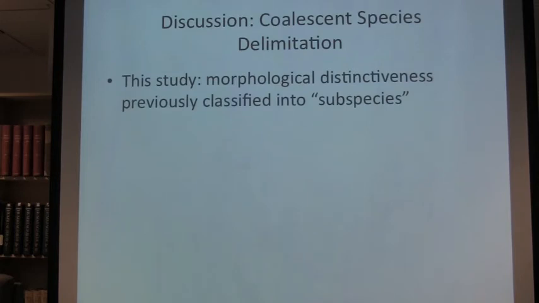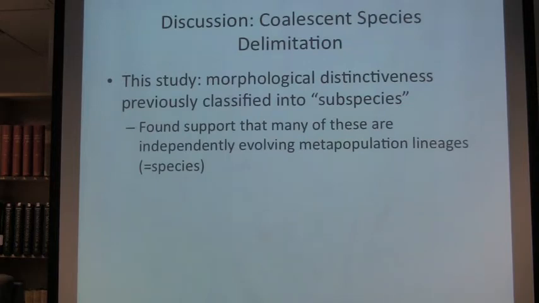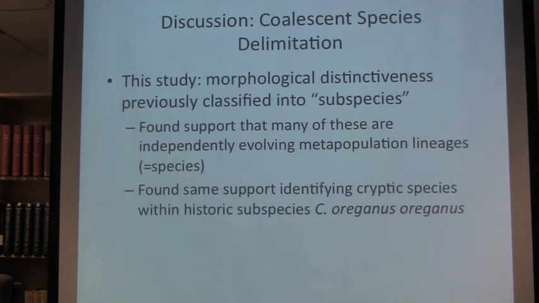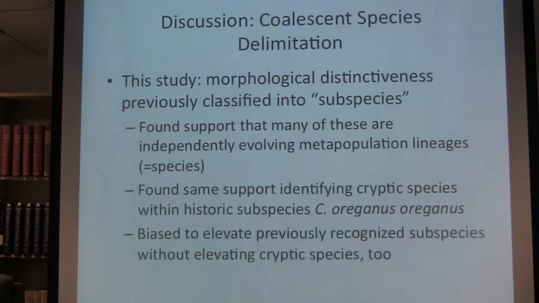In this study, morphological distinctiveness has been previously associated with subspecies within the Crotalus viridis complex. I found support that many of these subspecies are independently evolving metapopulation lineages or species here, and I found just as much support for identifying cryptic species within this species complex, here splitting historic subspecies Crotalus origanus origanus into two putative species. So it would be biased to elevate the previously recognized subspecies without elevating cryptic species as well, just because they have morphologically unifying traits already recorded.